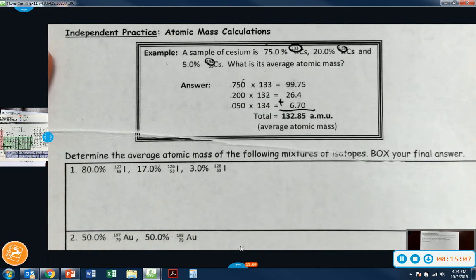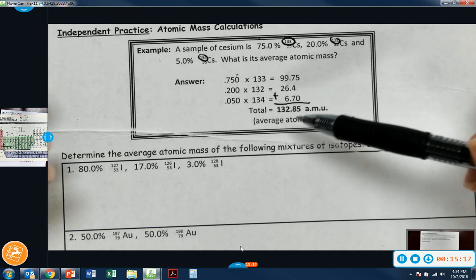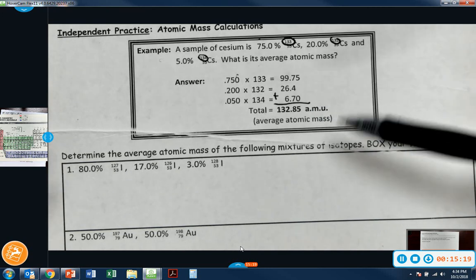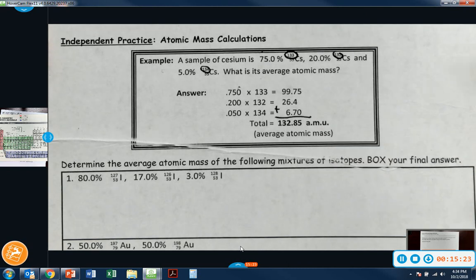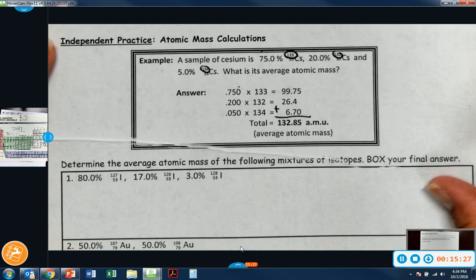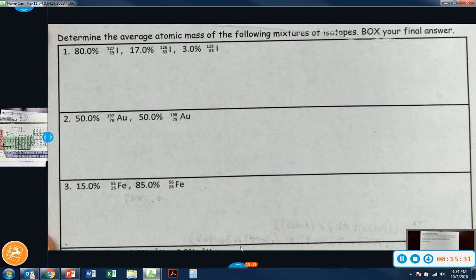Either way, you're still going to get the same answer. Your test is also going to be multiple choice, so you're not going to have to show your work, but you should still know how to work it out correctly. For the rest of the class period, go ahead and work on the sample problems. All right?